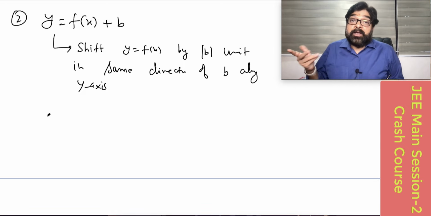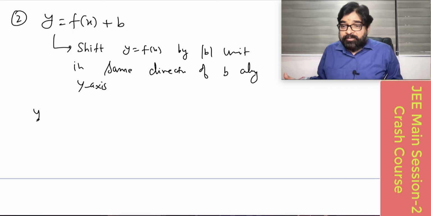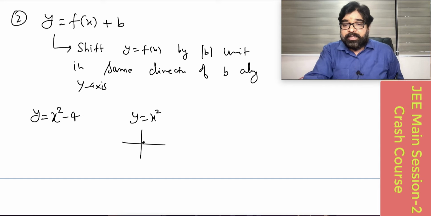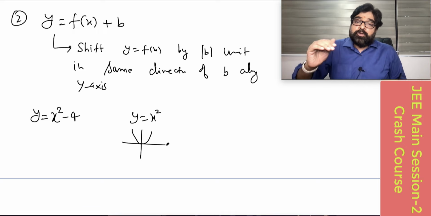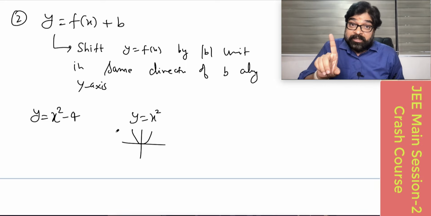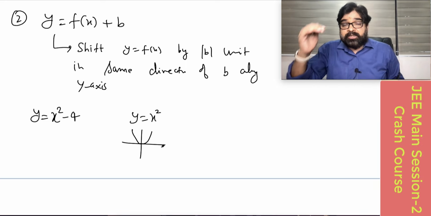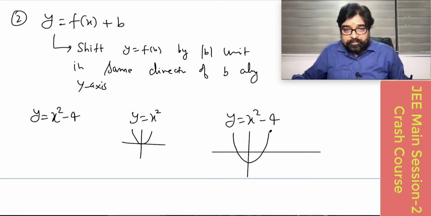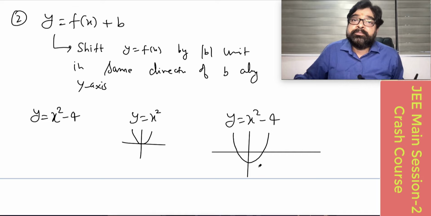Clear? So suppose I say I want to get the graph of y equal to x square minus 4. So first remove all the constants. The basic graph will be y equal to x square. This is the basic graph. We have to shift, now b value is minus 4, so we'll shift in the negative direction, but not along the x-axis, along the y-axis. Negative direction, so 4 unit, pulled down, so y equal to x square minus 4 will appear something like this. 4 unit down. Yes, that's the graph 4 unit down.